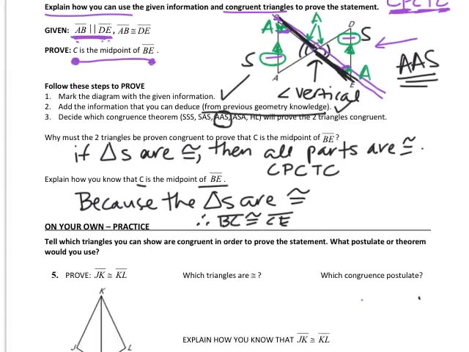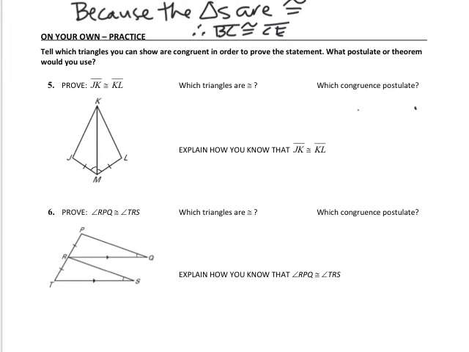Now I would like you to take a look at the on your own problems here. It says tell which triangles you can show are congruent in order to prove the statement. So because there are only a couple of problems here, I'm going to do the first one for you. So I'll do number 5, and I'd like you to finish up with number 6. So we're trying to prove that JK is congruent to this side. All right, now which triangles are congruent? Well, if you take a look carefully here, we have a side, an angle, and a side. All right, and which congruence postulate is that? That is called side, angle, side, when the angle that's congruent is an included angle between the sides.